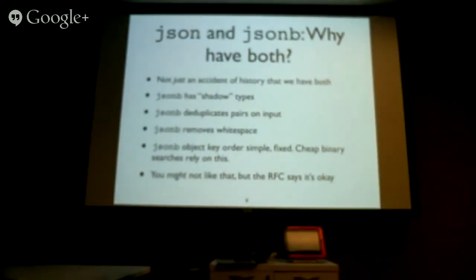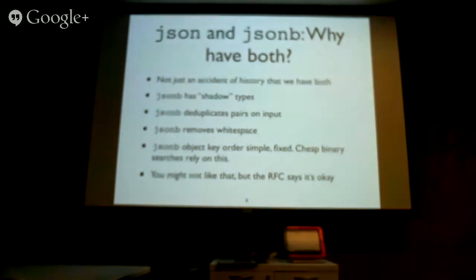There's also a deduplication process whereby pairs contained within the object container type, which is a hash container type, an associative container, are deduplicated on input. We have a last wins policy. Furthermore, the order of these pairs within a given object is defined by the implementation. We pick a convenient ordering to facilitate cheap binary searches.